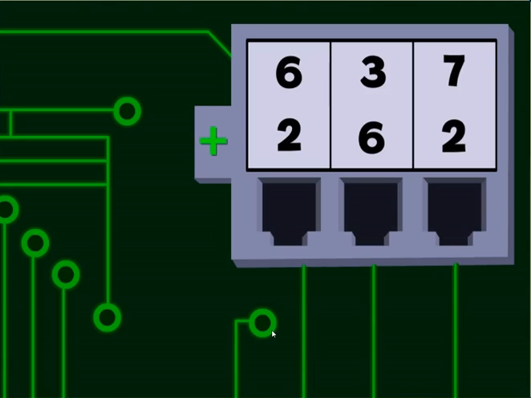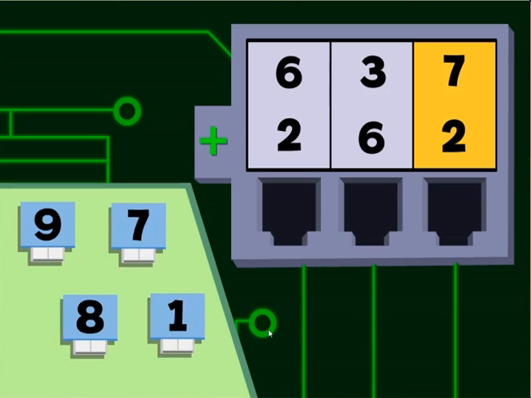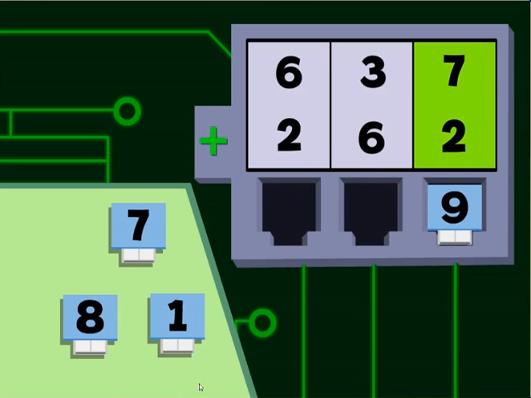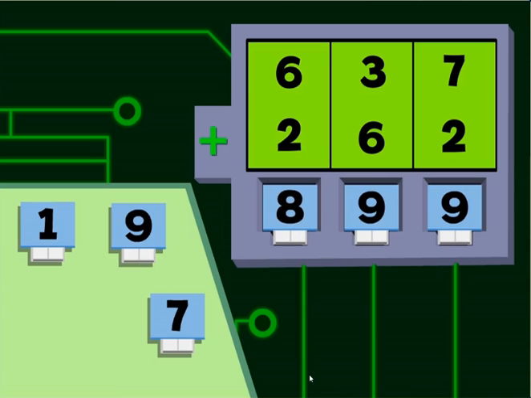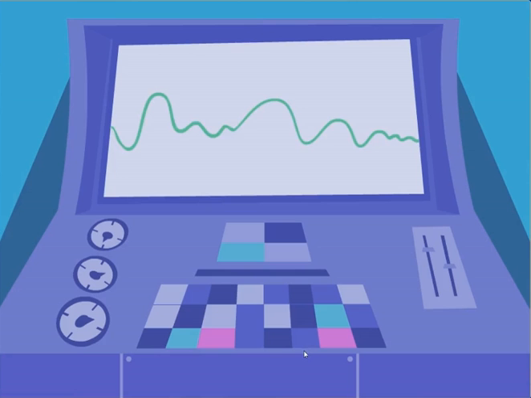637 plus 262 equals... Drag the correct number into the ones place. 9. Wonderful! Drag the correct number into the tens place. 9. Awesome! Drag the correct number into the hundreds place. 8. Awesome job!